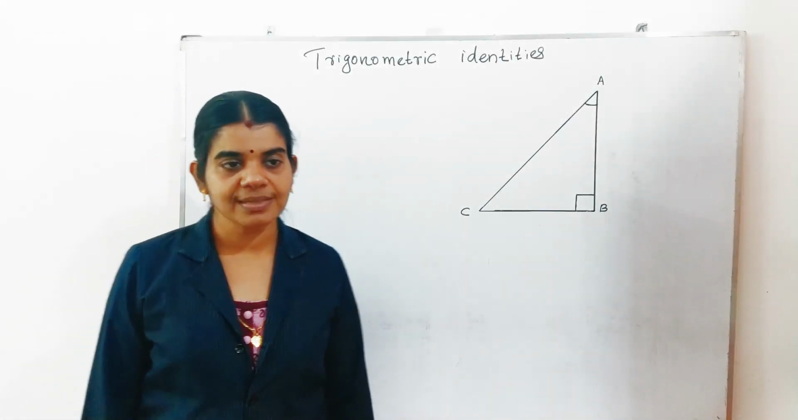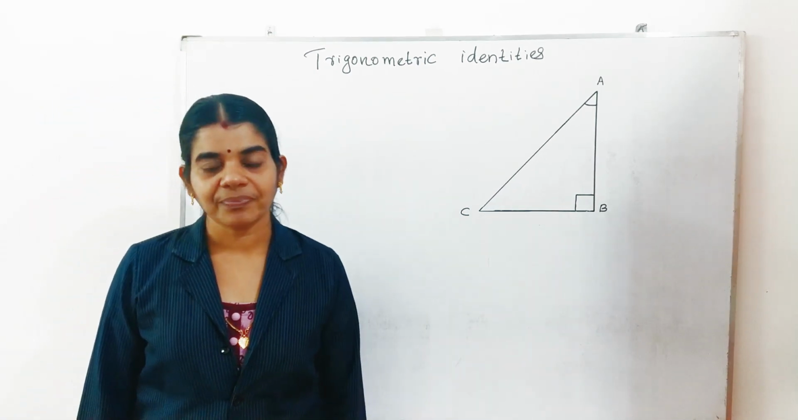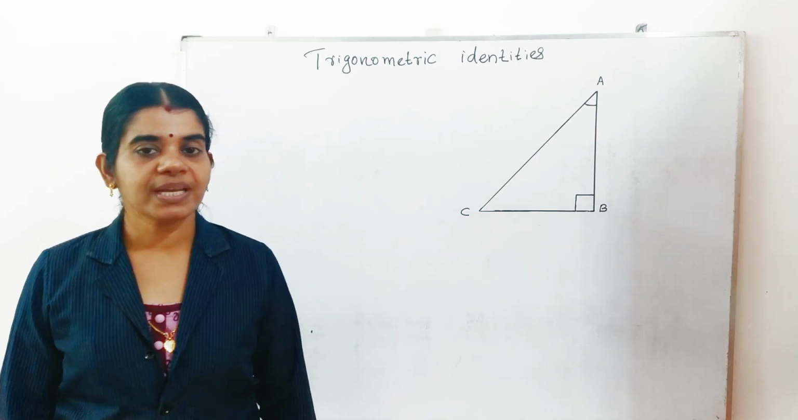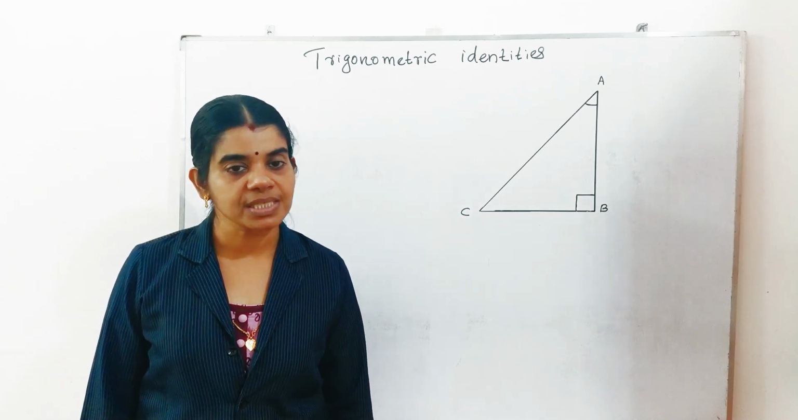Back to our maths class. Today we are discussing trigonometric identities. You already know what is meant by an identity. What is the difference between an equation and an identity?